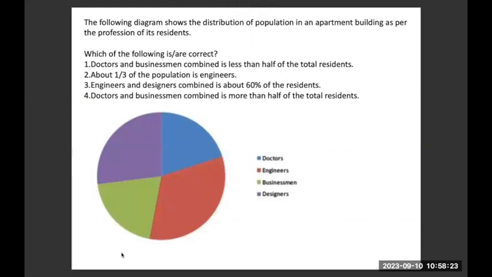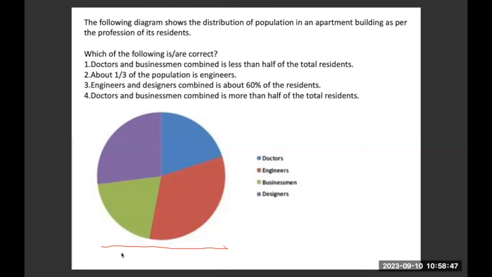Here you are given a pie diagram. In this case, please check. You have to find whether the options 1, 2, 3, 4 are correct or not. How do we do this? Again, like we did earlier in the CBI investigation question, we go option by option and check if it is correct or not.